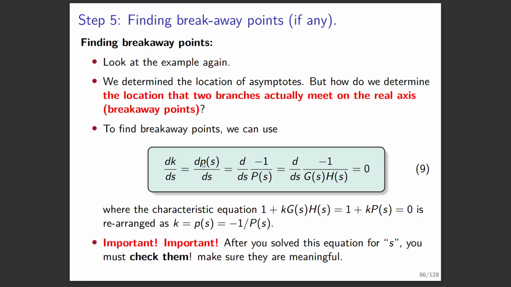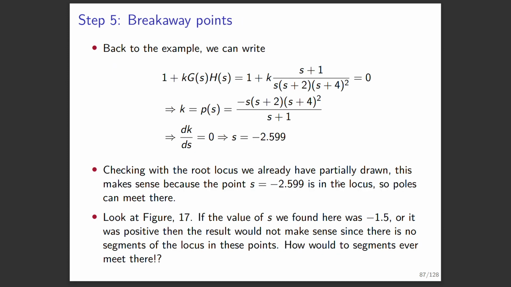All this is saying is to take the derivative of -1 divided by gh with respect to s and put that equal to 0. But it's important that after you solve this, it's going to give you a bunch of s values that claim to be breakaway points. Notice that not all of them are correct. You have to check them and see which one makes sense.